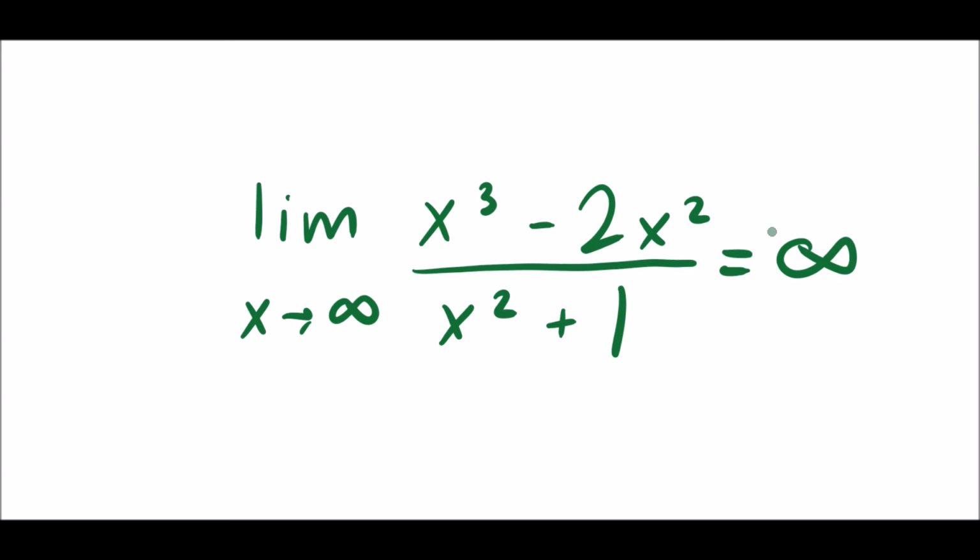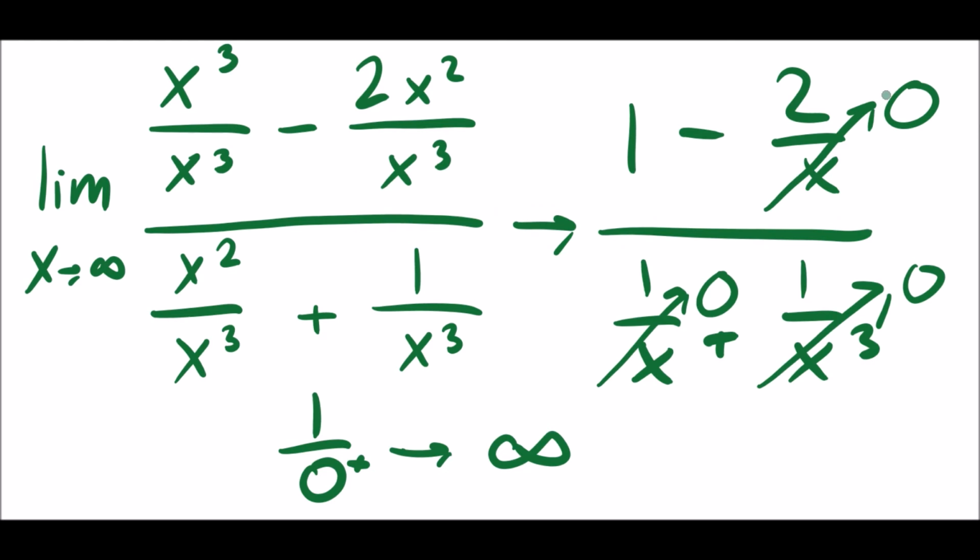Now let me show you the cheating way to do it. As you saw from here, everything that wasn't the highest degree on the numerator and wasn't the highest degree on the denominator kind of just went away.